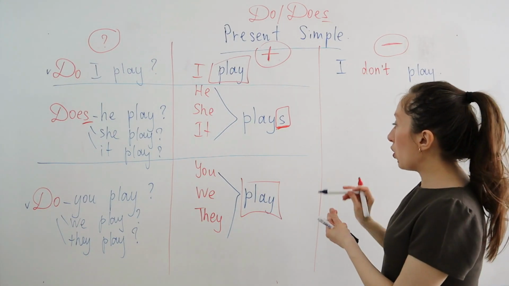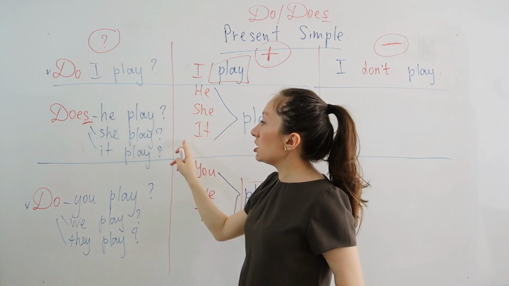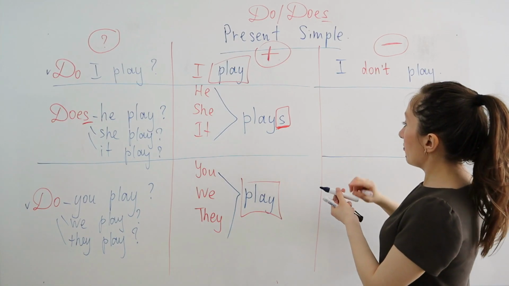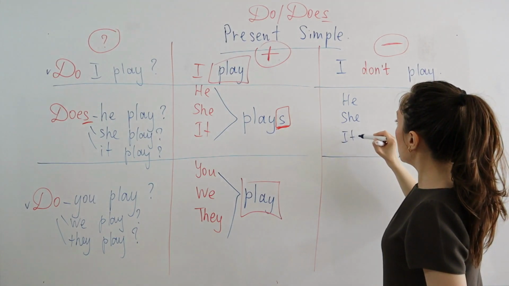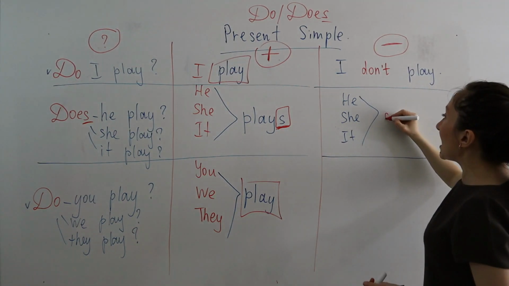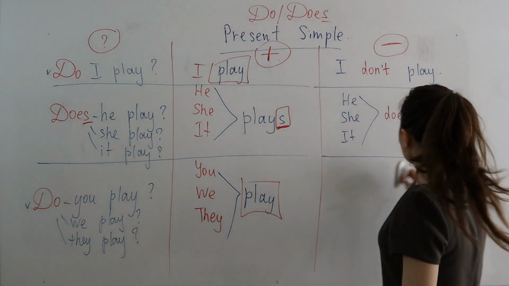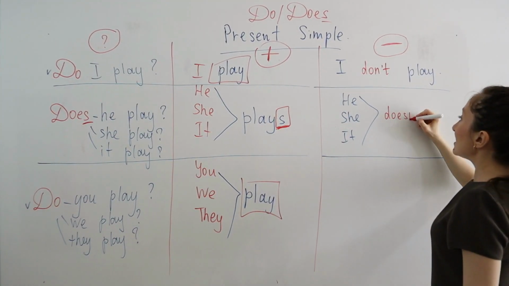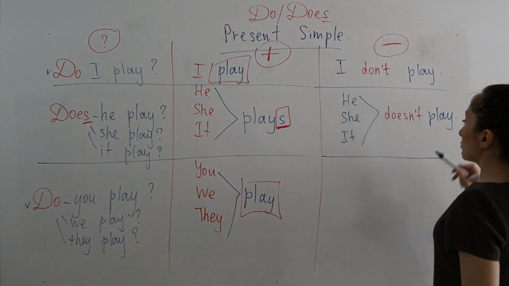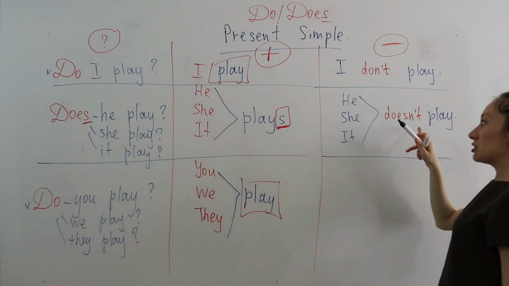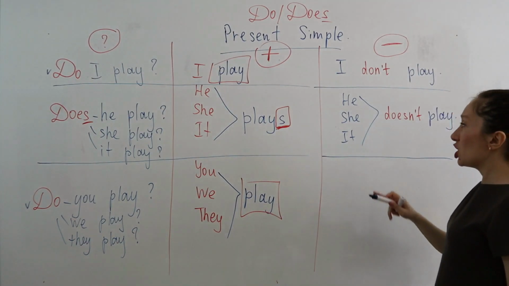So here we also have these auxiliary verbs. For he, she, it, we use the same verb, does. For example, he, she, it, does not. Right? And in short, as you can see, we use doesn't play. So we have the same auxiliary verb plus not. We have the helping verb doesn't, the negative one. He doesn't play. She doesn't play.